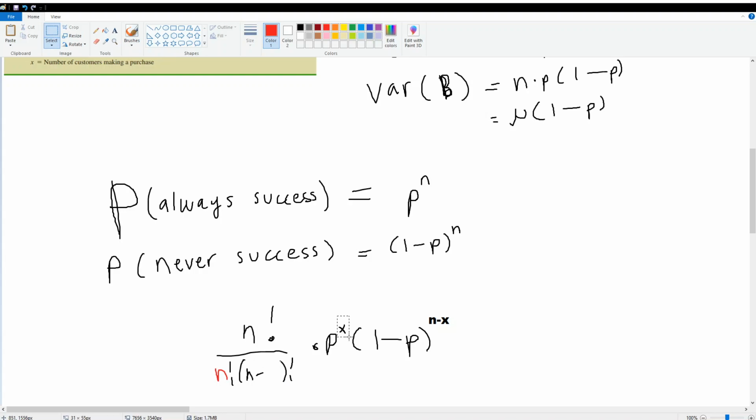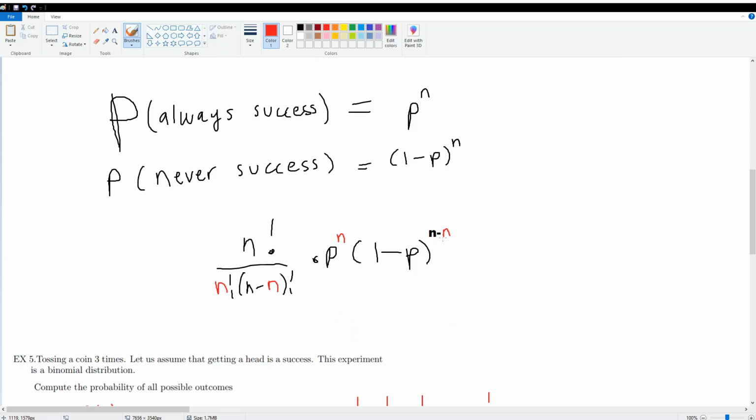Essentially, we're just going to replace all of the x's with n's, because x is n. If everything's a success, we succeed every single time. We had all the possible successes. Think of it this way. N minus n is 0. Anything to the power of 0 is 1, so this is gone. N minus n is 0, 0 factorial is 1. This is gone. N factorial over n factorial, that's 1. This is gone as well. So all we're left with is p to the power of n. That is the first shortcut.